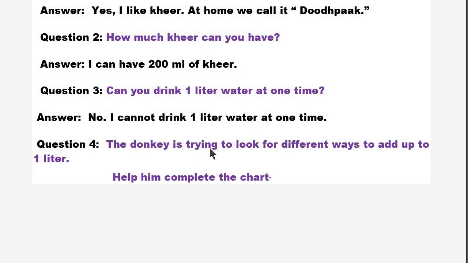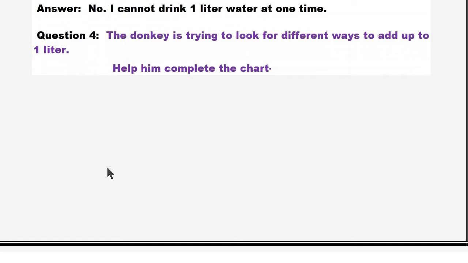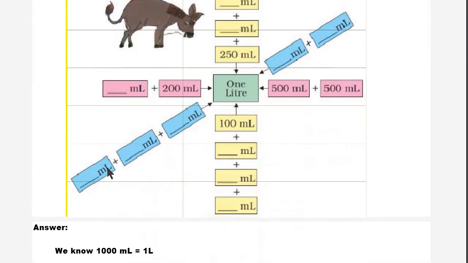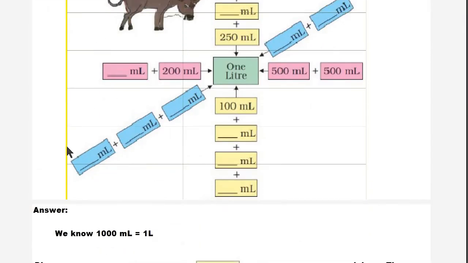Question 4. The donkey is trying to look for different ways to add up to 1 liter. Help him complete the chart. Here one question is given, and from here and from here, we have to make 1 liter. So here 500 and 500 make 1 liter. Afterward, here 200 ml is given. So 1000 minus 200, then we get 800. So here we keep 800.